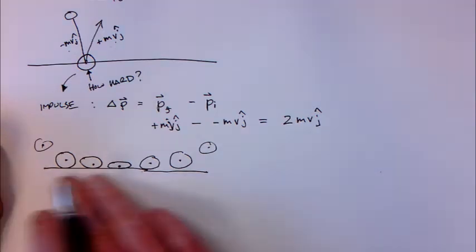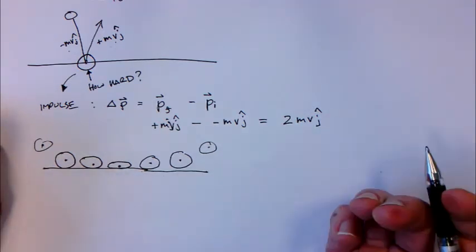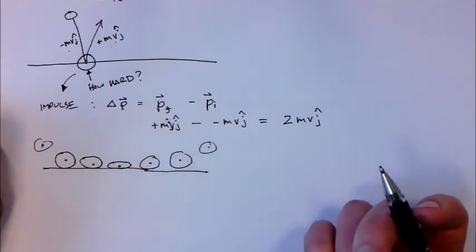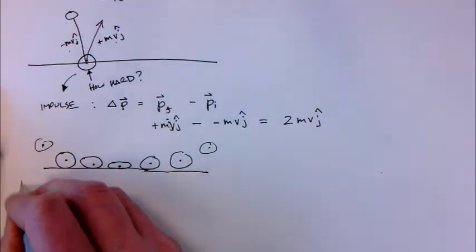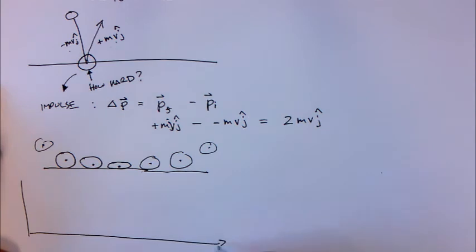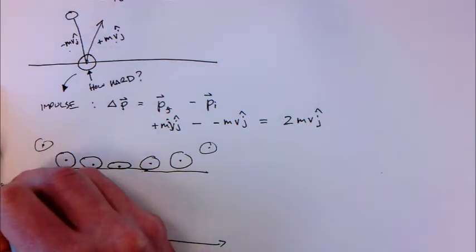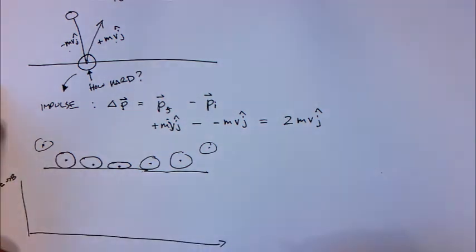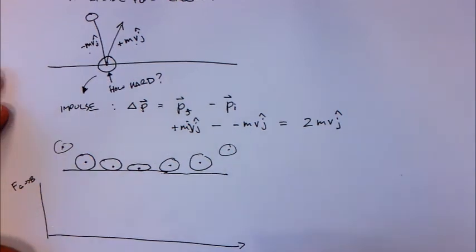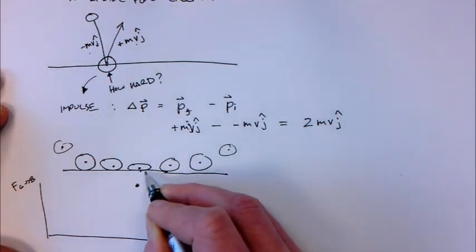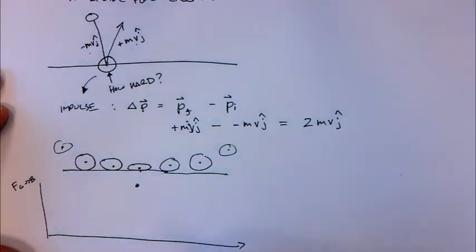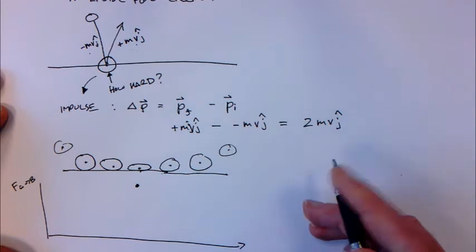Now, if that's what my picture is, I could also think qualitatively about what the force is that the ball is exerting on the ground and what the force is that the ground is exerting on the ball. So if I actually tried to plot the force of the ground on the ball as a function of time, pretty clearly at this instant, it's going to be at its highest. This is when the ball is the most compressed, and so it's going to be pushing down against the floor the most. The floor is pushing back up against the ball the most.